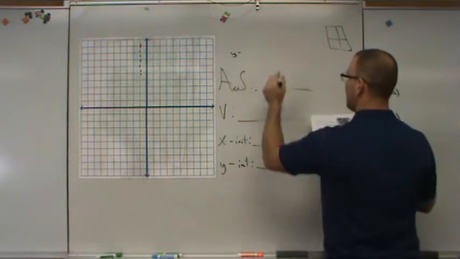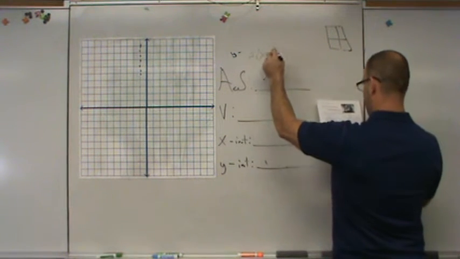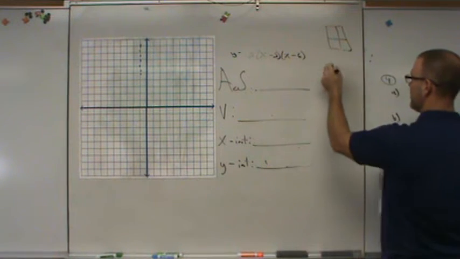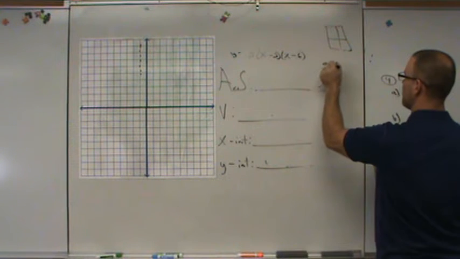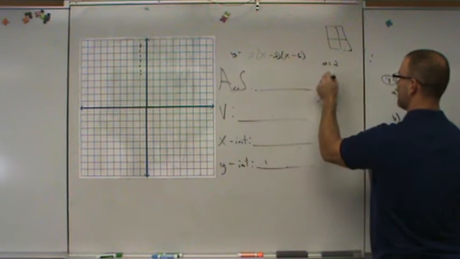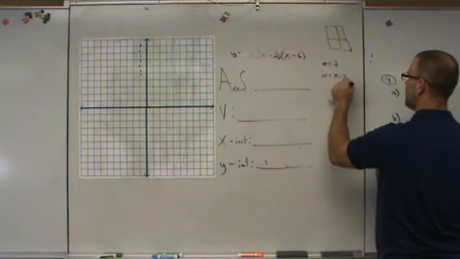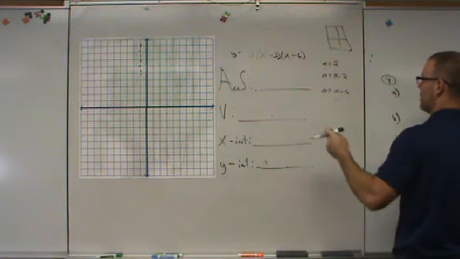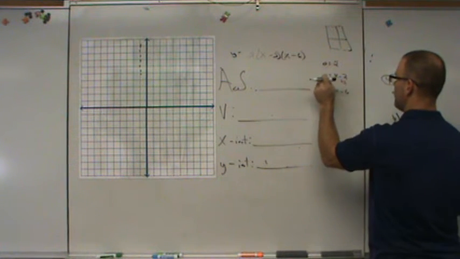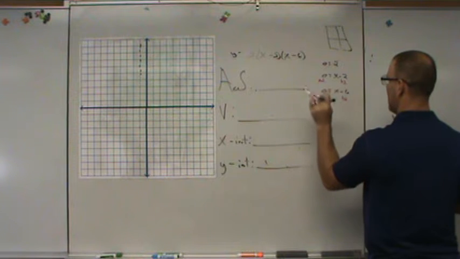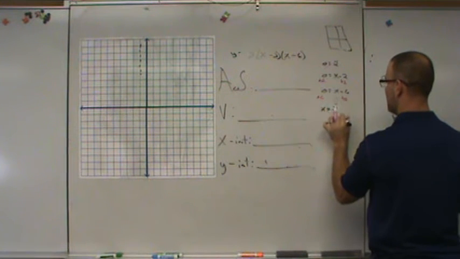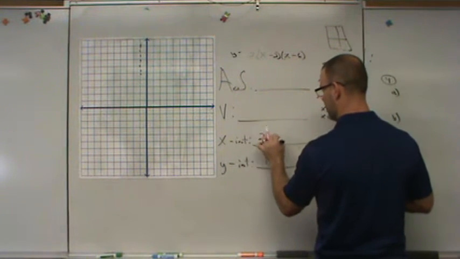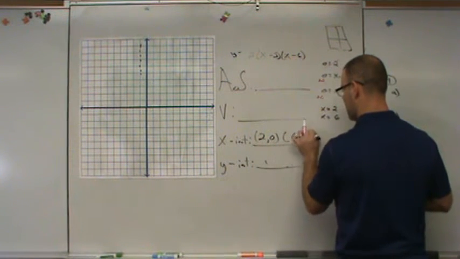So the second one, they give you 2 times x minus 2 times x minus 6. All right, so set each factor equal to 0 and solve. So 0 equals 2. Yes, it's a factor. 0 equals x minus 2. 0 equals x minus 6. Well, this is nothing because 0 doesn't equal 2. I'm going to add 2 to both sides and add 6 to both sides. And I get x equals positive 2 and x equals positive 6. So my x-intercepts are 2 and 0, 6 and 0.